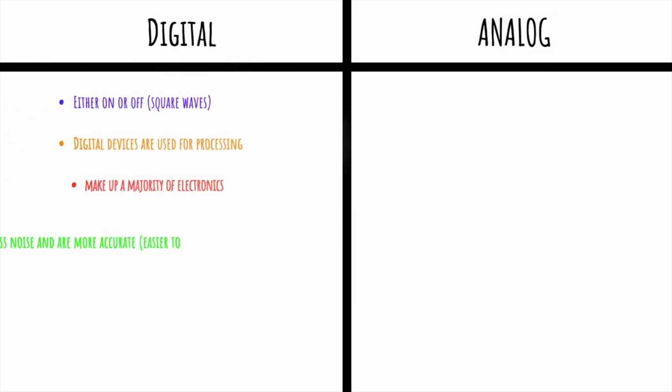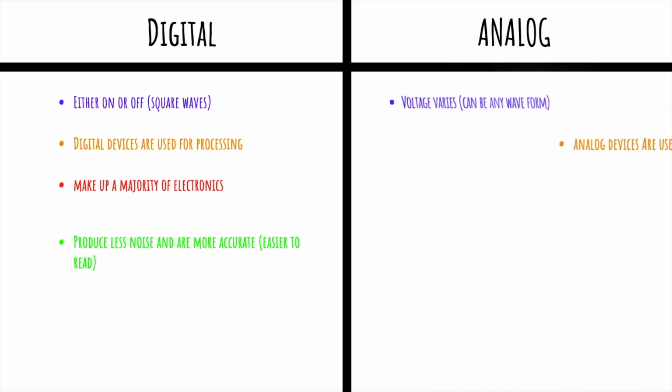Let's compare and contrast digital and analog electronics. As mentioned, digital electronics have signals that are either on or off. The main advantage they have over analog signals is they produce less noise and are more accurate. Because of this, they are used in most electronics and are typically used for processing and storing information.